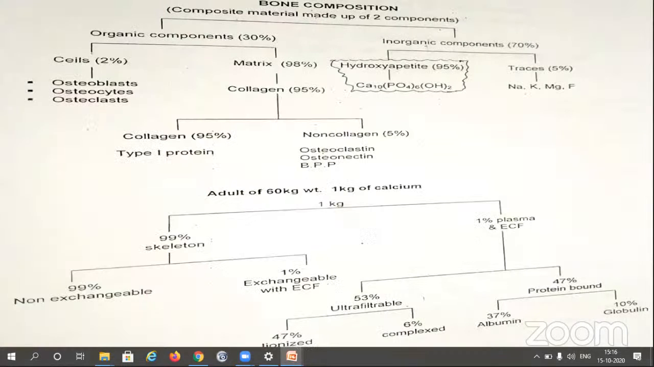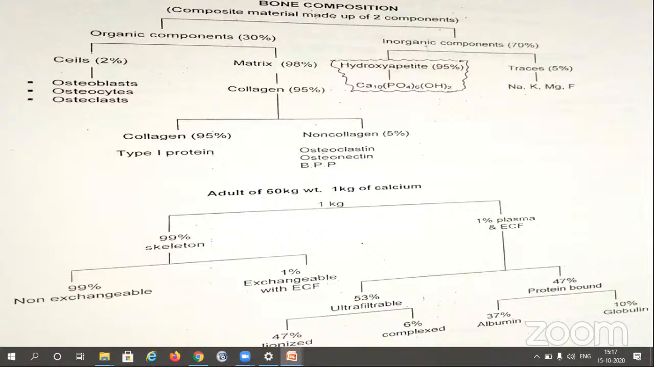Here is a brief explanation about the composition of the bone. Bone is mainly composed of organic components and inorganic components. In inorganic components, it is around 70%, in which 95% is hydroxyapatite and 5% are traces of sodium, potassium, magnesium, and fluoride. In organic components, about 2% is the cells, that is osteoblasts, osteocytes, and osteoclasts, and the matrix is 98%.